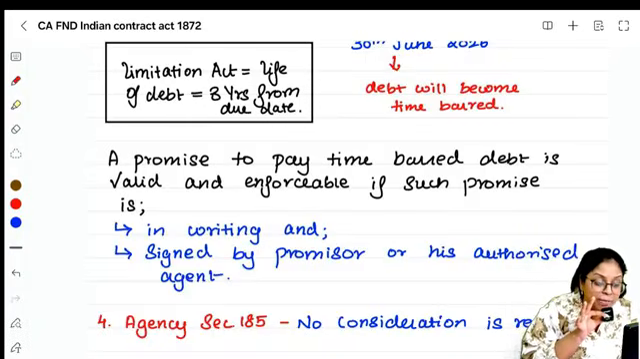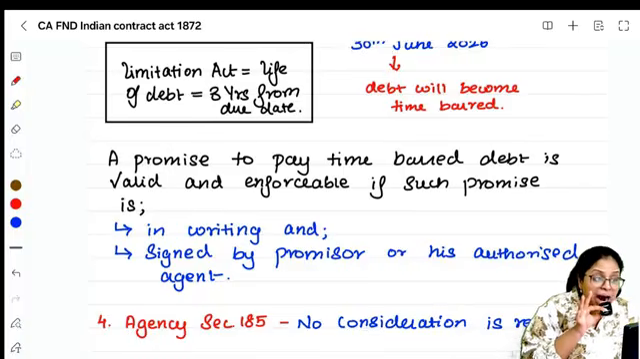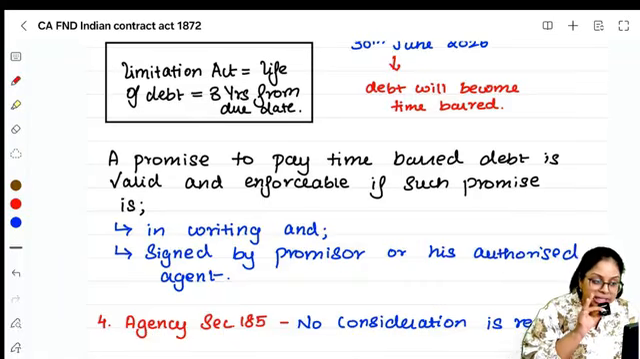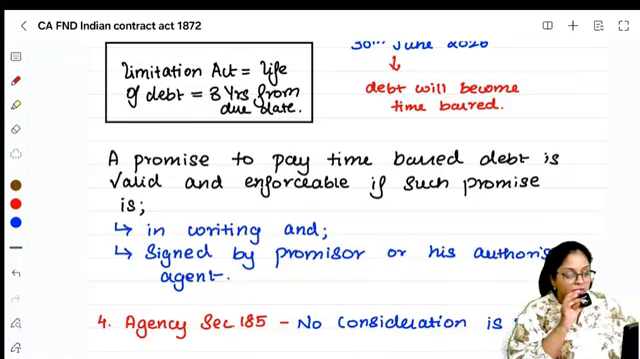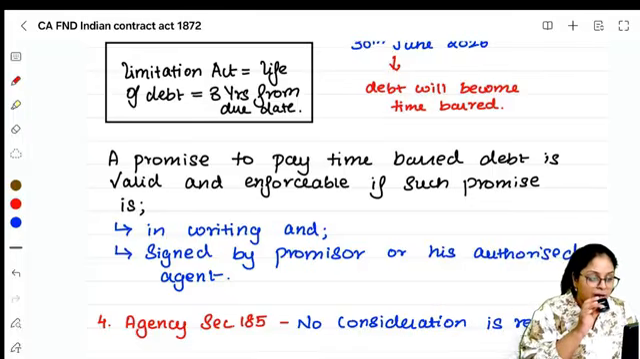Why will law not be able to see that? Because in the eyes of law this debt has become time barred. Are you able to understand? In the eyes of law the debt does not exist. So if a payment comes for such a debt, it will be considered as a one-sided payment coming from Abhijit.